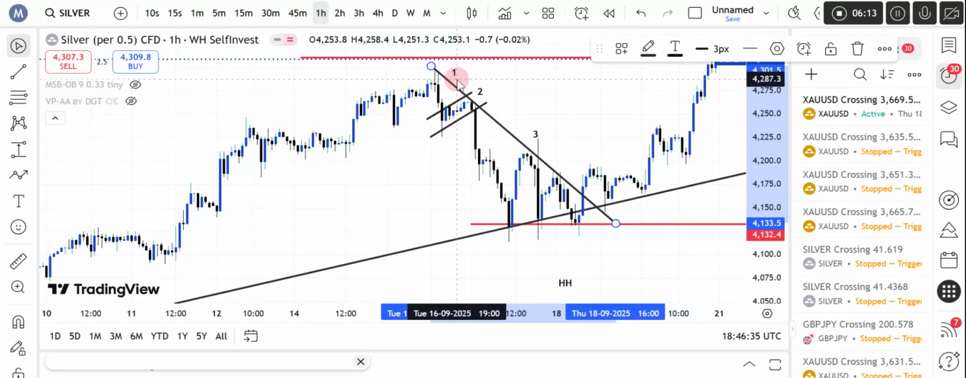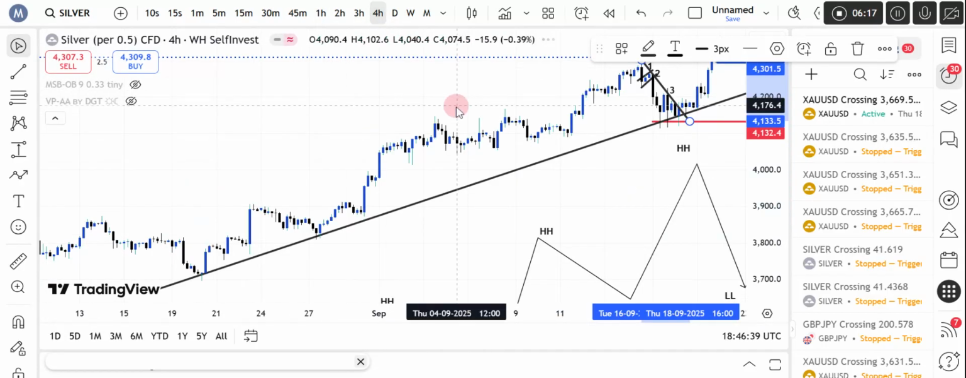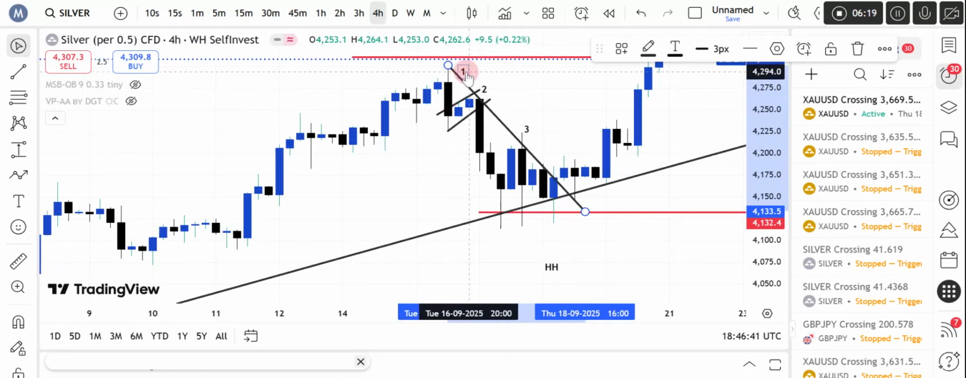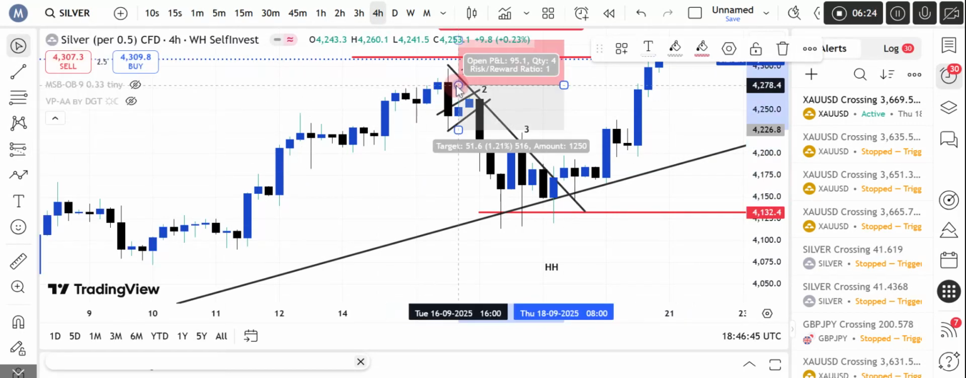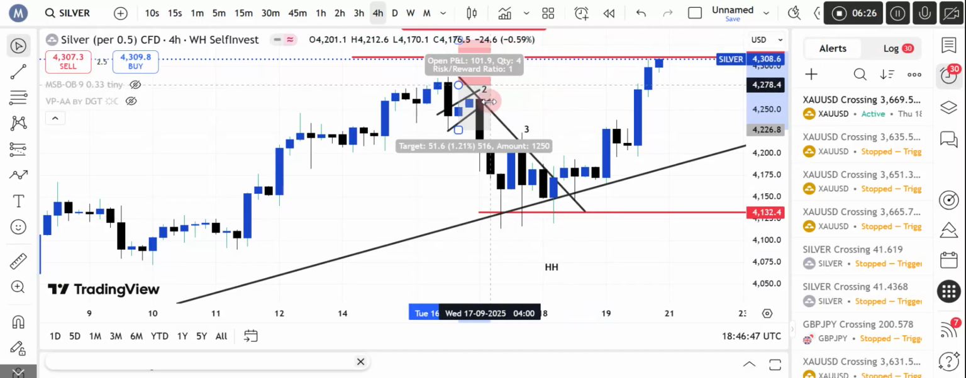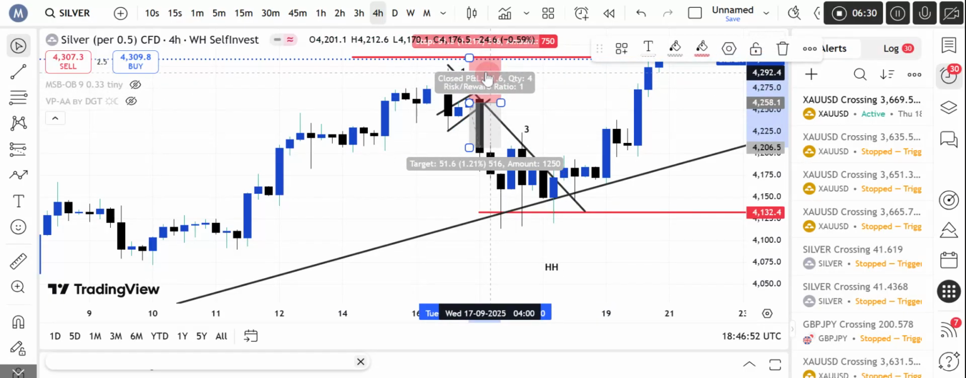Buyers are coming in. So all I do is go back to the 4 hour. On the 4 hour, you're going to see here, I took my short. It's my short position. I took this here.